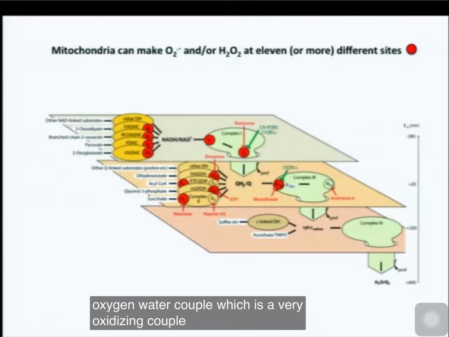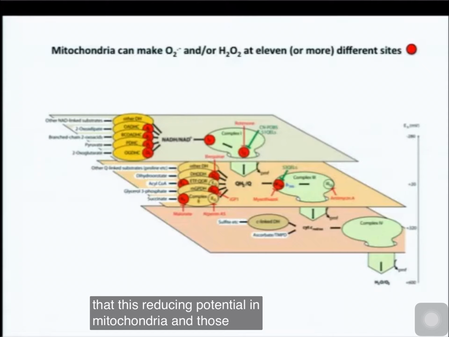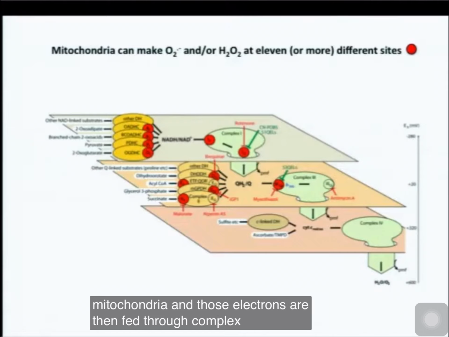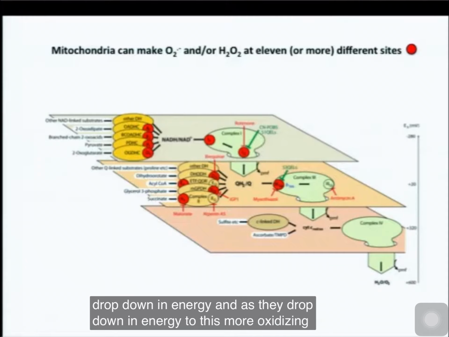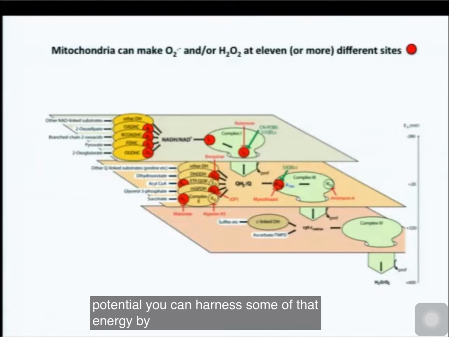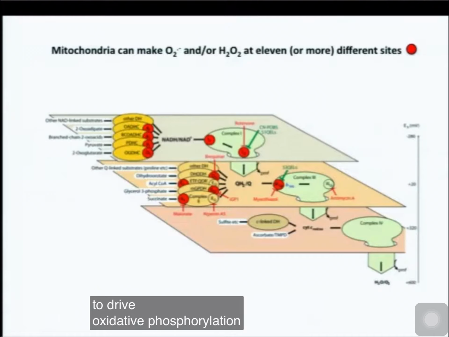a very oxidizing couple. And the normal mode of electron flow in mitochondria would be that metabolism gathers electrons from the TCA cycle, from beta oxidation, from other catabolic processes, feeds them in through a bunch of different enzymes into the NAD pool, which is at this reducing potential in mitochondria. And those electrons are then fed through complex 1, and they drop down in energy. And as they drop down in energy to this more oxidizing potential, you can harness some of that energy by proton pumping and generate proton motive force, which you then use to drive oxidative phosphorylation.